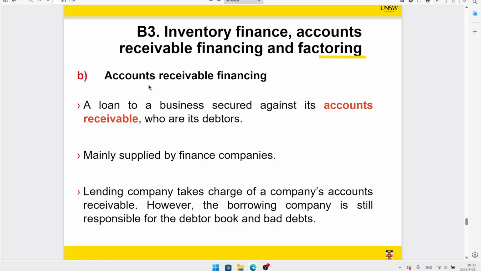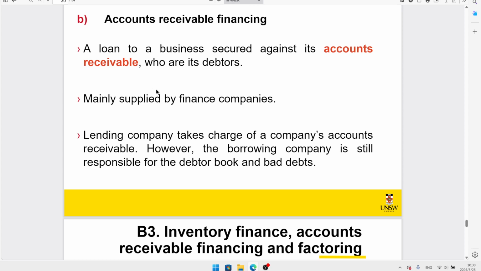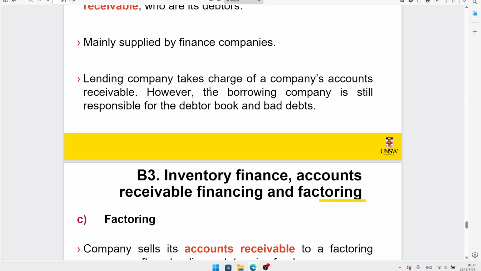And next is accounts receivable finance. It is a loan to a business secured against its accounts receivable, mainly provided by financing companies. The lender takes a charge over the company's accounts receivable. However, the borrowing company is still responsible for the debts, bulk, and bad debts.